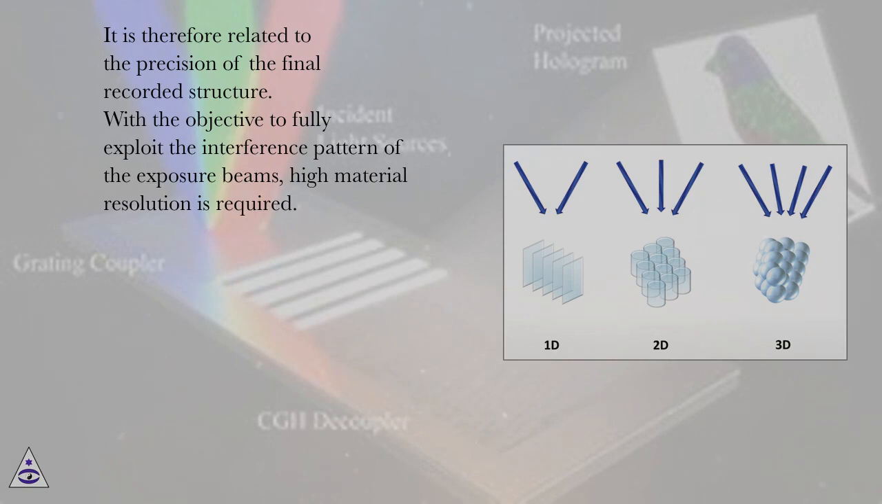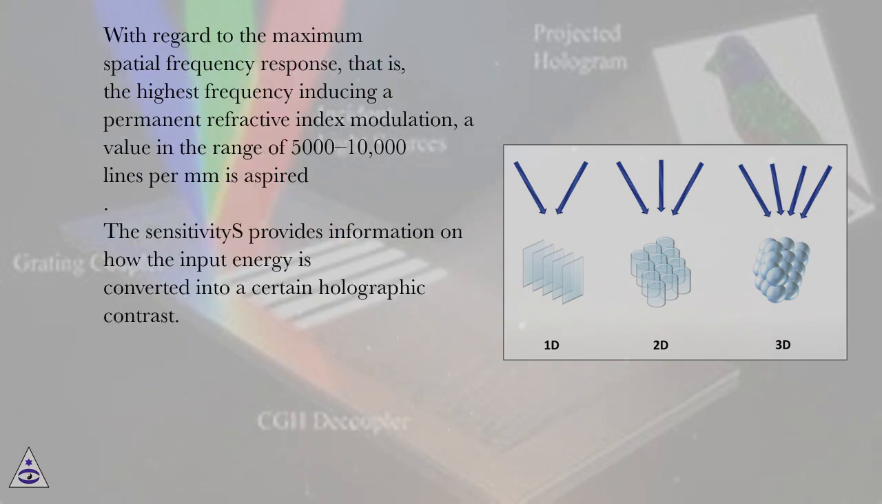With the objective to fully exploit the interference pattern of the exposure beams, high material resolution is required. With regard to the maximum spatial frequency response, that is, the highest frequency inducing a permanent refractive index modulation, a value in the range of 5,000 to 10,000 lines per millimeter is aspired. The sensitivity provides information on how the input energy is converted into a certain holographic contrast.